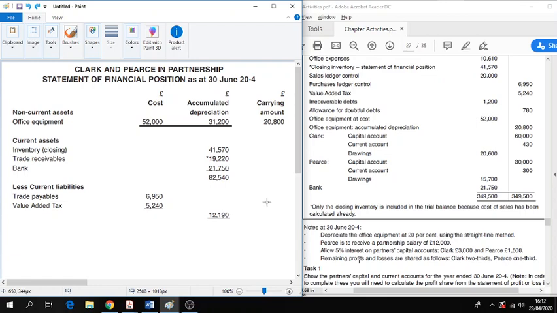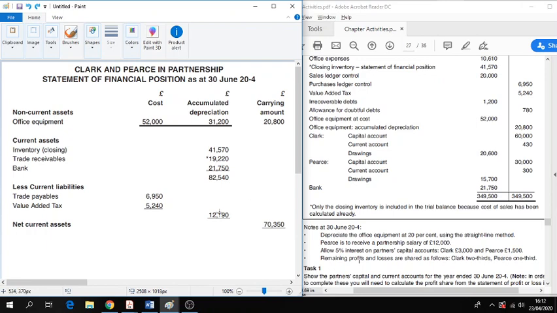Okay. The next section, again, something that you should know, is your net current assets. The difference between your current, not non-current, current, this and this. So let's have a look.